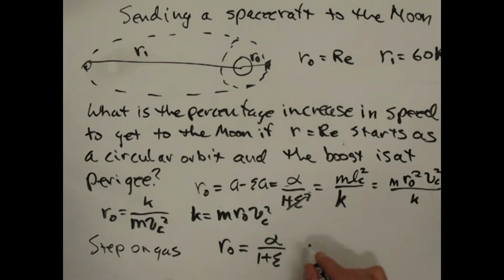I'm going to solve this for epsilon, so epsilon plus 1 is equal to alpha over r0, or epsilon, the eccentricity of my orbit, is alpha over r0 minus 1. I've just rearranged this. So this is once we've stepped on the gas, and again, no longer is my eccentricity 0 like it was here. It's non-zero, and I'm going to solve for the eccentricity for this orbit. I'm going to start on the next screen with this equation.